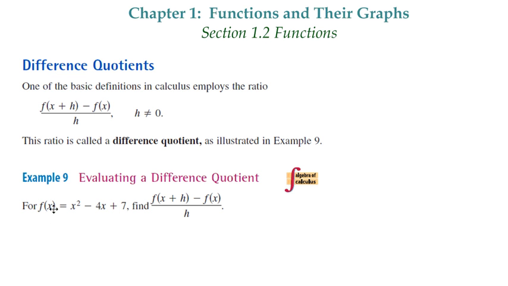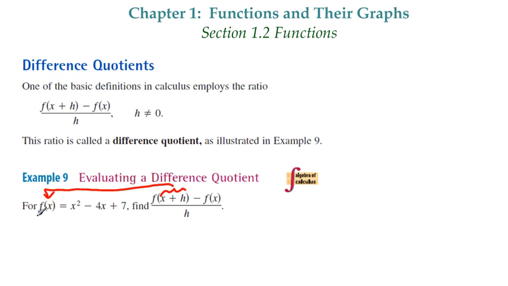We're given this function f of x as being x squared minus 4x plus 7. Now they want us to find f of x plus h minus f of x all over h. So they want us to use this function to find this difference quotient right here. All right, so let's think about this. What does it mean when it says f of x plus h? Well, what that means is you take x plus h, you take this entire thing right here and you plop it into where it says x.